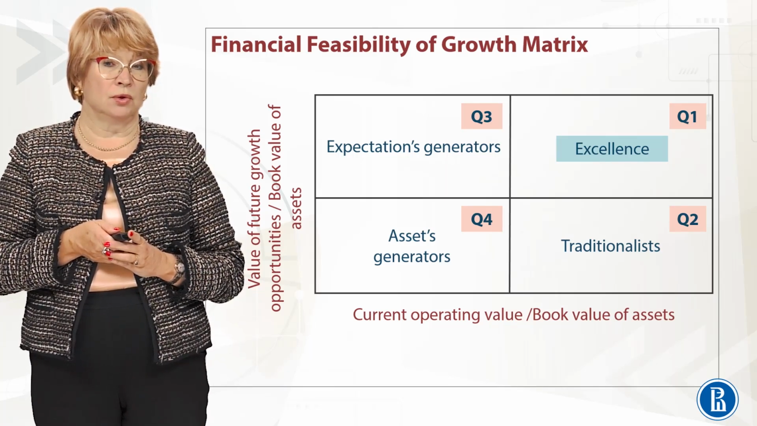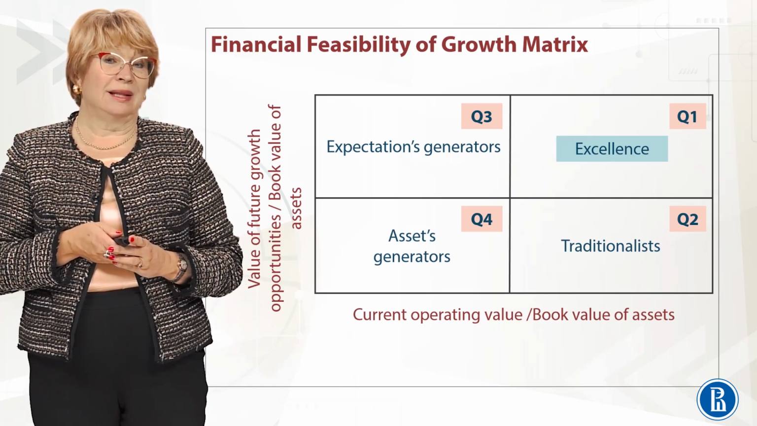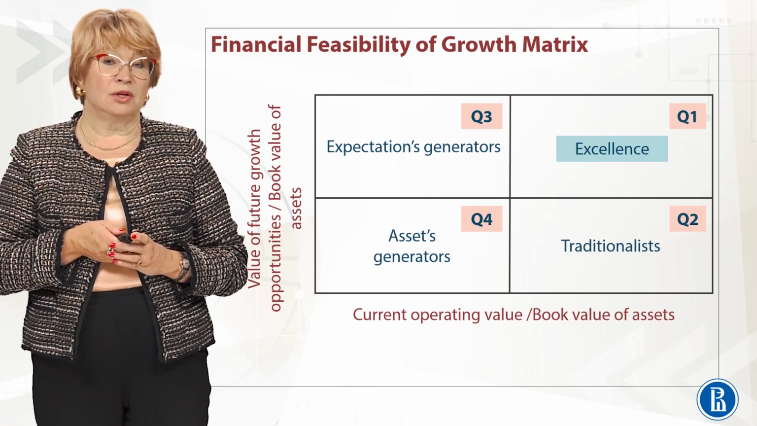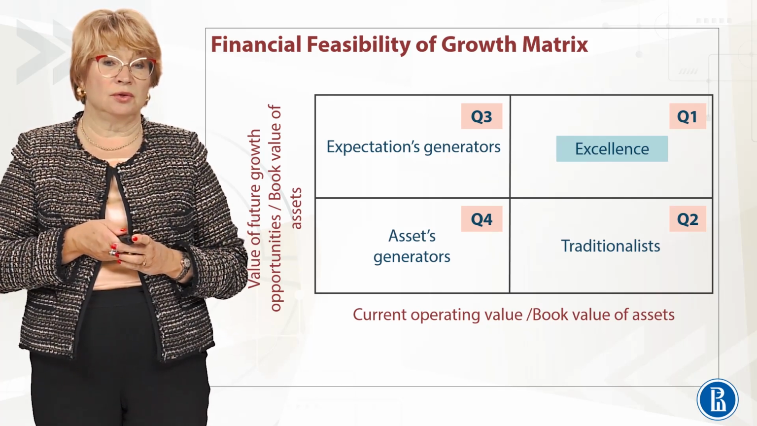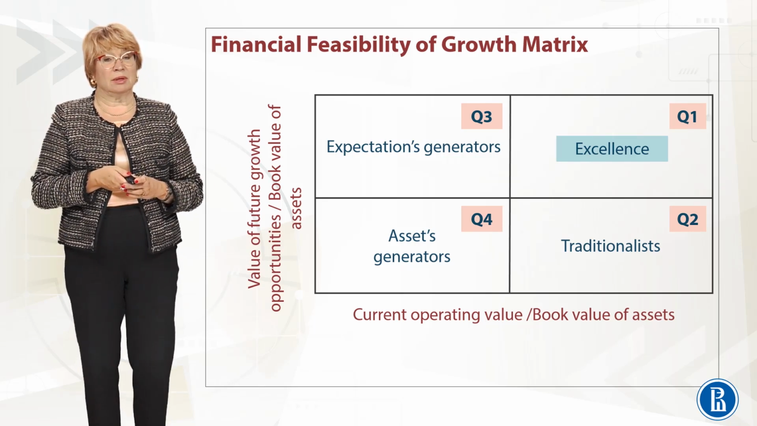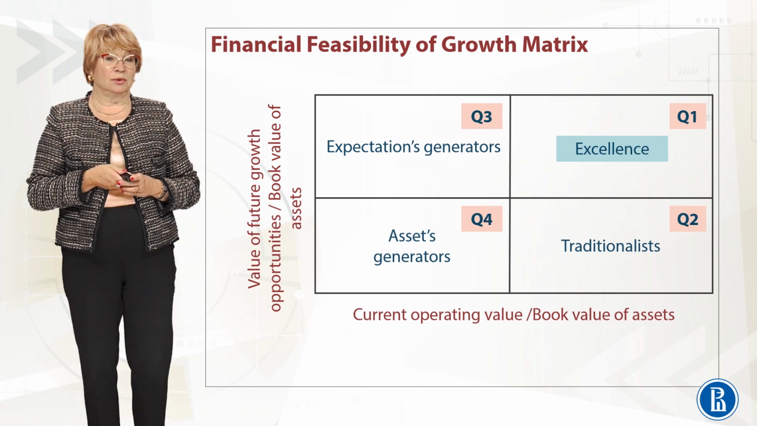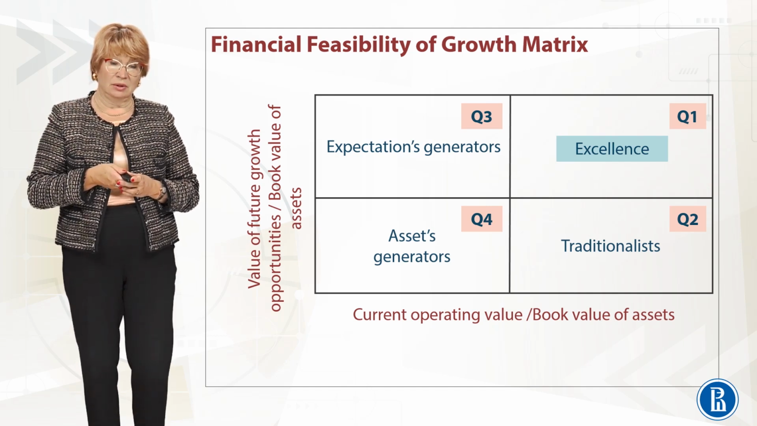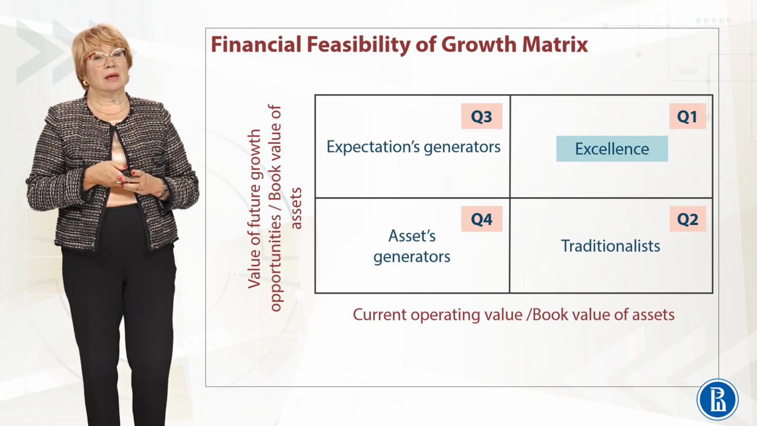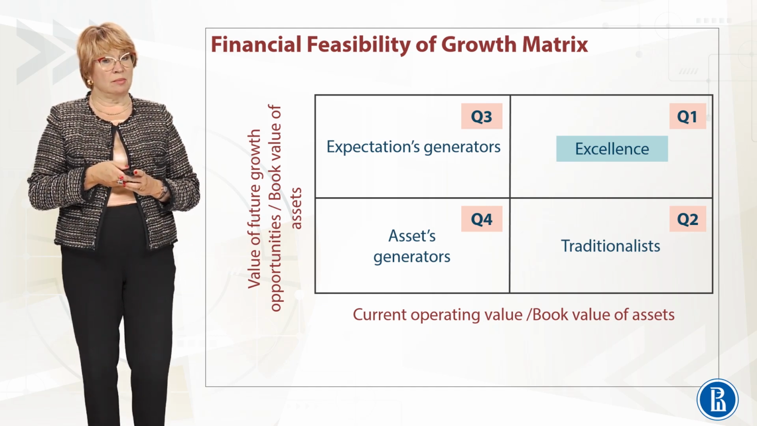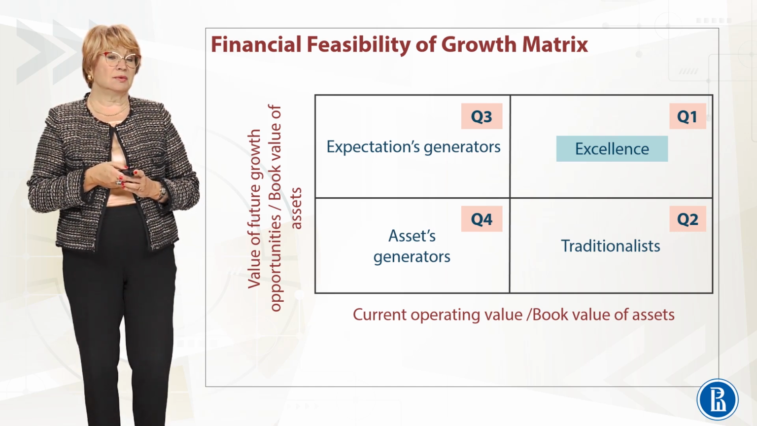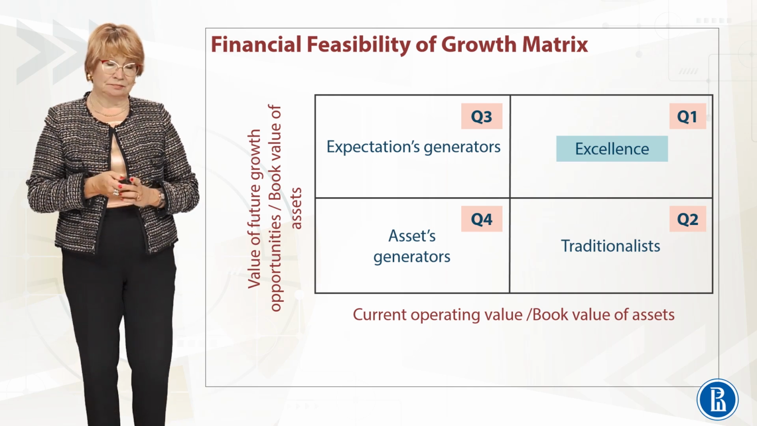And Q4, as always in these matrices, are lagging behind all these other types of companies, and they are just generating assets. They are introducing new projects, they are installing new assets, but the productivity in terms of cash flow generating capacity and the risk level of their operations is not as good as other companies across this sample have. So that's why they are called here by McKinsey consultants asset generators.